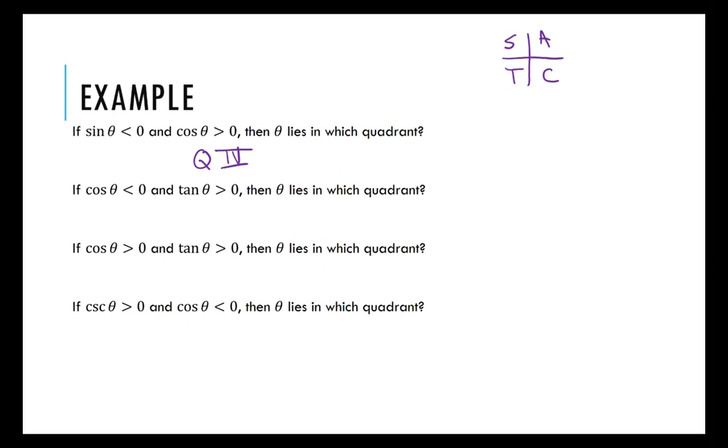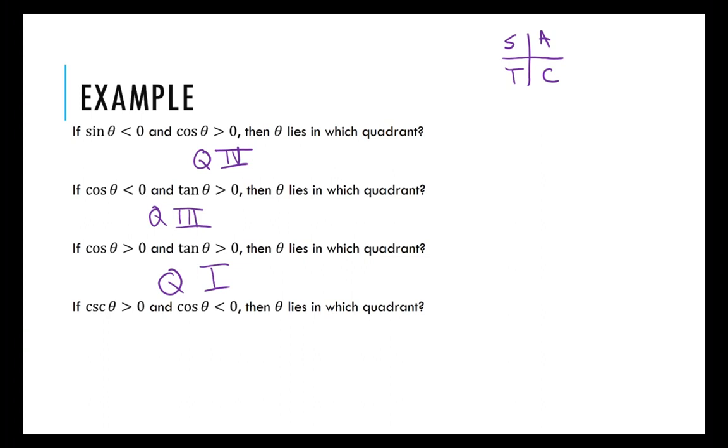Then, if cosine is negative, that means we're either in quadrant 2 or quadrant 3. And tangent is positive, well, that answers that question. That automatically forces us to be in quadrant 3. Then, if cosine is positive, that means we're on the right side, either in the all or the cosines area. And tangent is positive, so we know we have to be in quadrant 1.